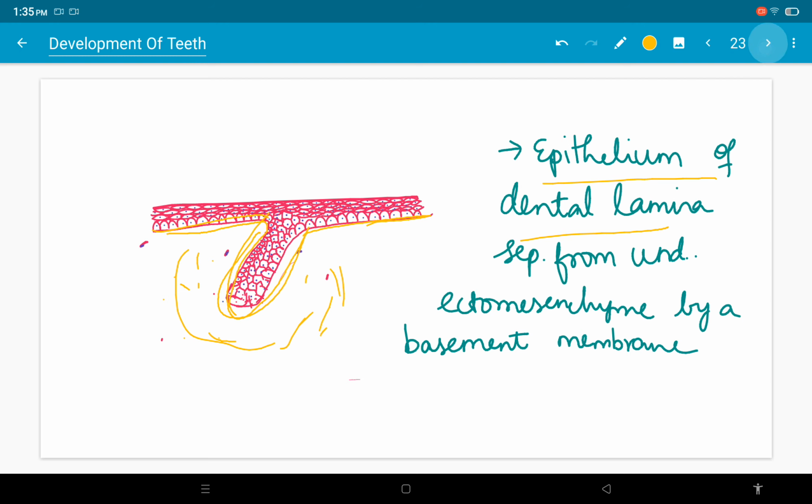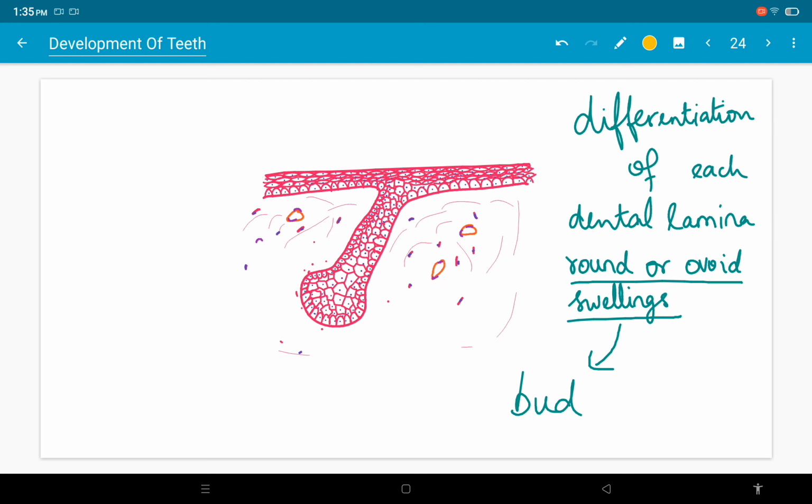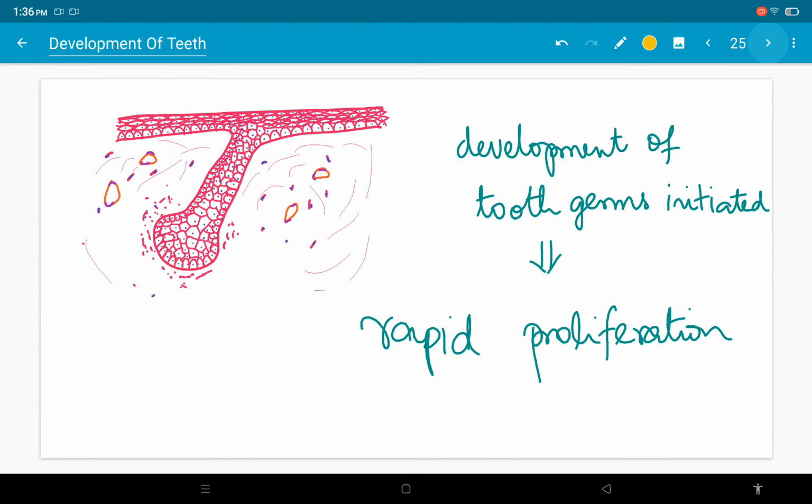basement membrane. So the differentiation of each dental lamina, for example, in the upper arch you will have 10 deciduous teeth, right? And in the lower arch also 10. So there will be 10 separate points where the dental lamina will be proliferating. At each of these 10 spots, the differentiation of each dental lamina will proceed like a round or ovoid swelling. So in the upper arch you will have 10 buds, and in the lower arch you will have 10 buds in the initial stage. So it is called a bud because of the shape.